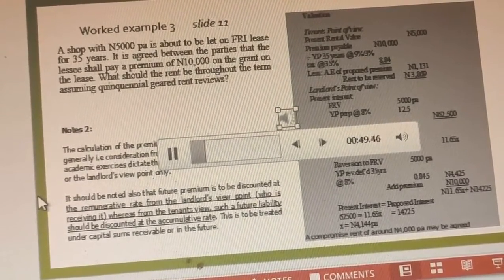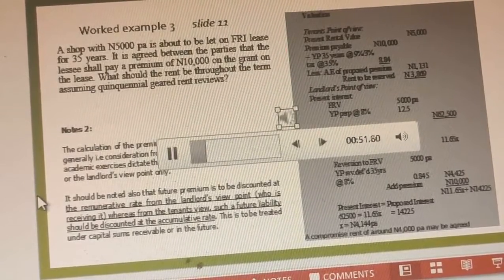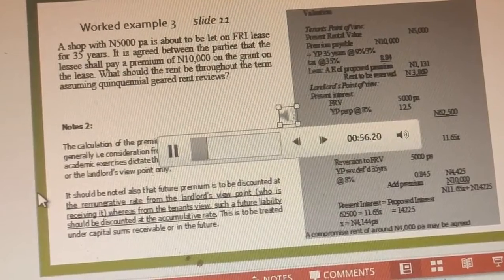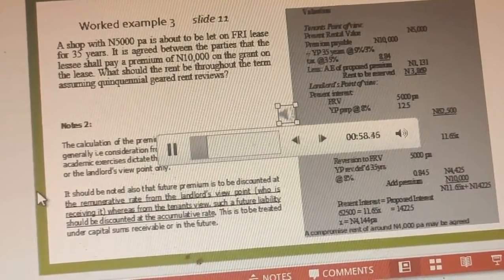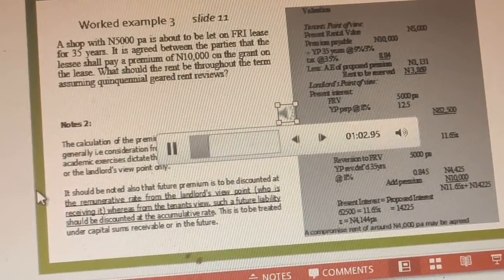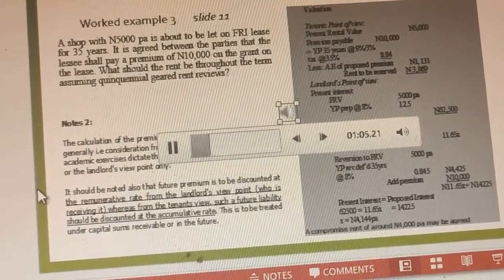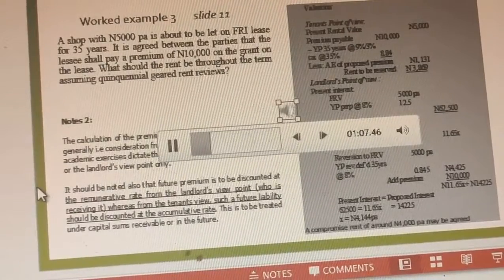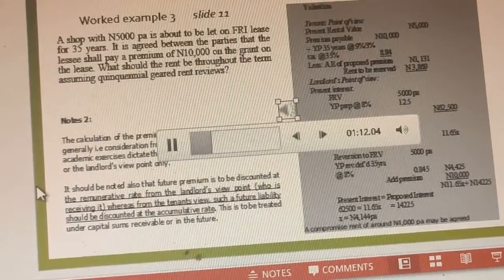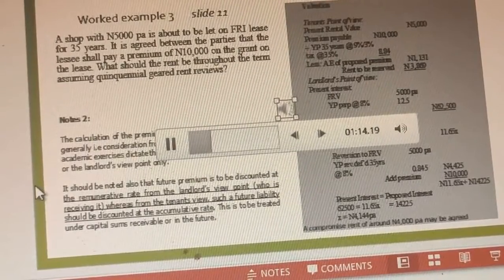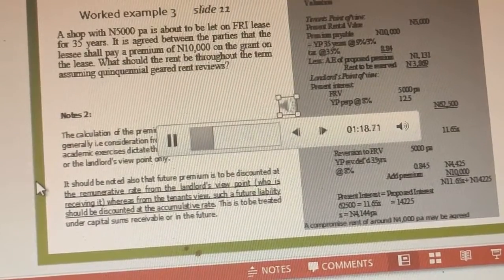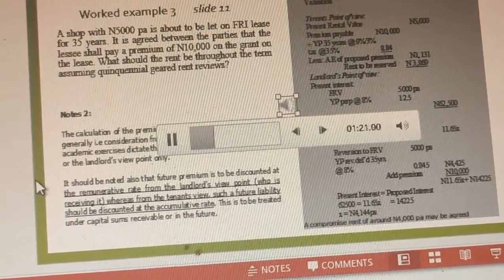And it's not something entirely new, it's what we have been discussing before. I'm just emphasizing it right now and here. Note 2. The calculation of the premium or rent follow the same approach generally. That is, considering from both points of view, unless academic exercises dictate the use of either the tenant's point of view or the landlord's point of view only.